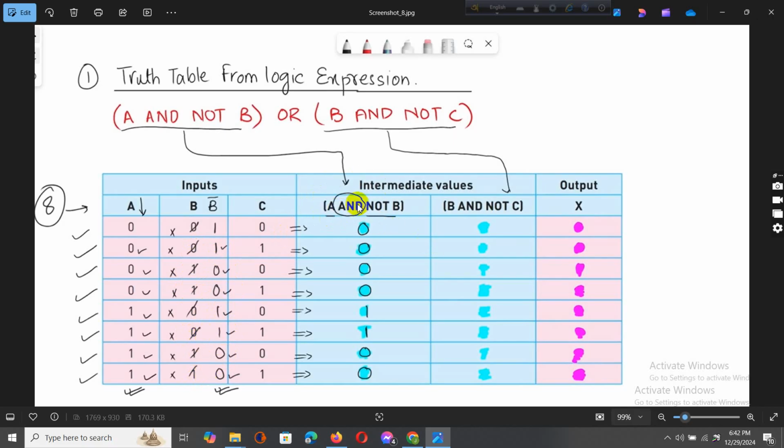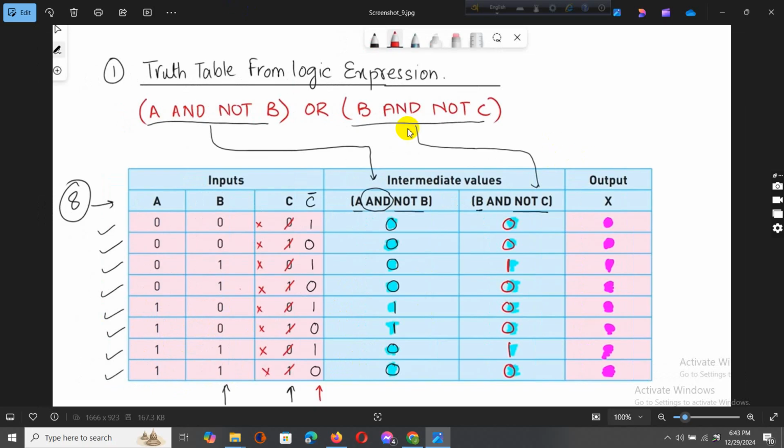This is the AND operation, and we know that AND is multiplication between the two input bits. So we do multiplication. 0 into 1 equals 0, 0 into 1 equals 0, 0 into 0 equals 0, 0 into 0 equals 0. 1 into 1 equals 1, 1 into 1 equals 1, 1 into 0 equals 0, 1 into 0 equals 0.